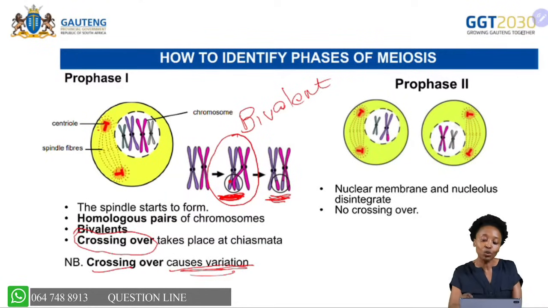And then prophase 1, on the side, there is no crossing over that is taking place. That's what you can see. But the nuclear membrane again and the nucleolus are disintegrating or disappearing, but there is no crossing over.